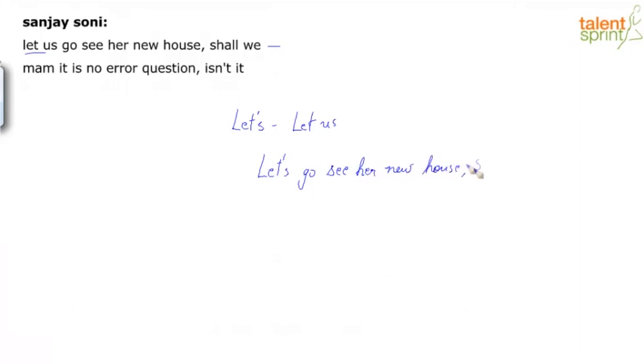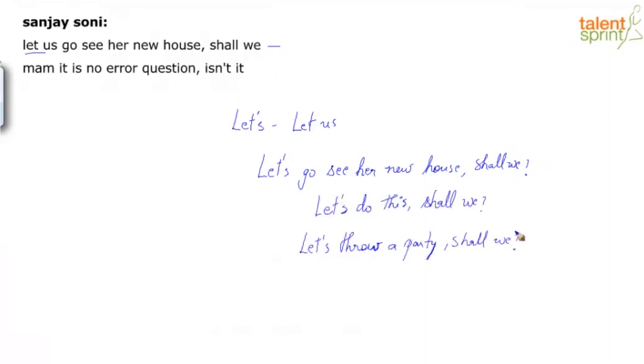What do you guys think? Shall we? Let's do this, shall we? Let's throw a party, shall we? So let's go see her new house. It's fine as it is. You don't have to introduce that preposition "to" there. Let's go to see her new house. I don't think there's any error as such. I'll just go with no error.